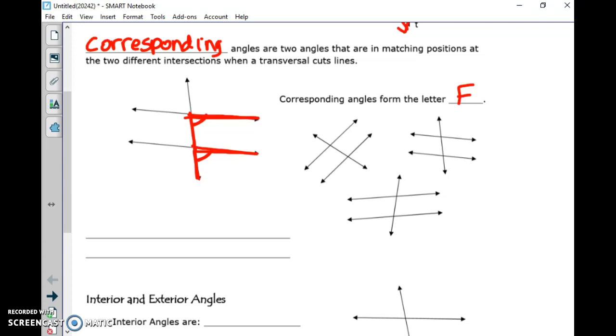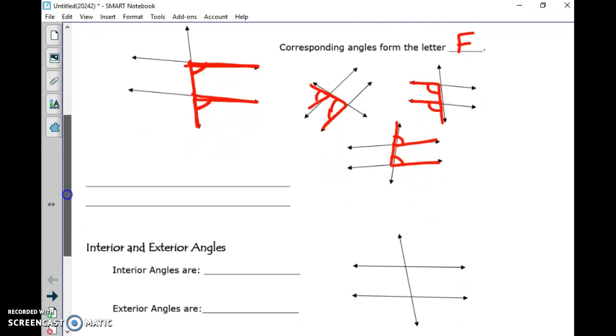And here's some other examples. This angle and this angle are corresponding. Those are making an F. It's kind of sideways. This angle and this angle are corresponding. They make a backwards F. And then this angle and this angle are corresponding. It's like an upside down F. All of those angles are in the same position, just offset down the transversal.